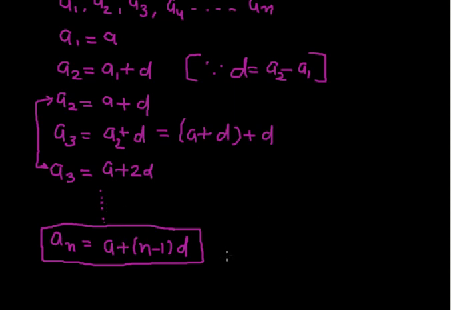The an is also denoted by Tn or L. Tn is again a general term and L is for last term. Thank you.